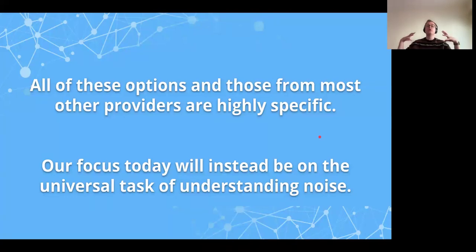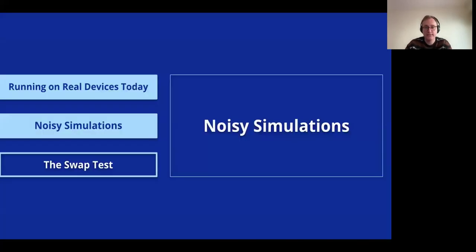Rather, we want to talk about a more universal task, which is really crucial and one of the huge things that researchers are doing today, which is understanding noise. Because the only way we can overcome this noise and learn how to deal with it is to understand it. In fact, over the next couple of weeks, we'll be seeing some things we can do with and to the noise. Today, we just want to understand what it is and how it can affect our circuit.